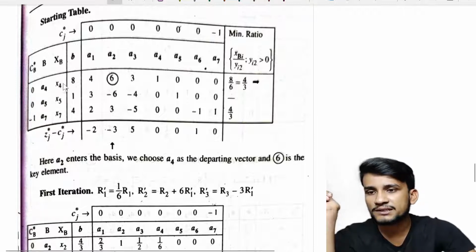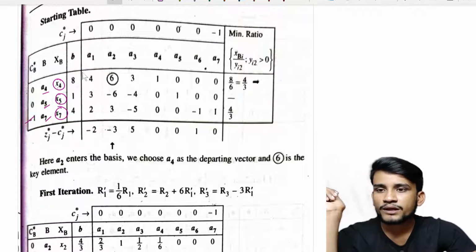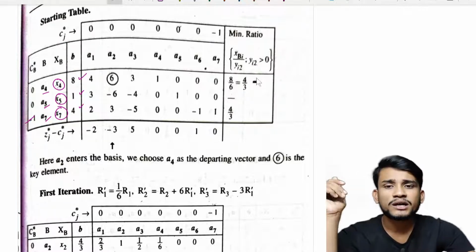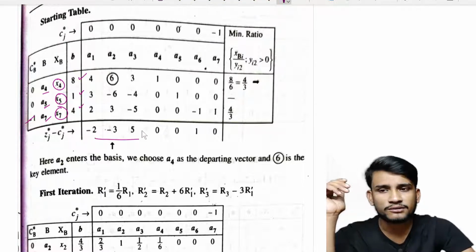Here CB, B, XB: x4, x5 and x7 form the basis, and their corresponding basis vectors are a4, a5, a7. We write here the costs corresponding to x4, x5 and x7: 0, 0 and -1, and b means 8, 1, 4, and these are the coefficients of the above constraints. So this is the simple table you can calculate using the known calculation, which we already said.